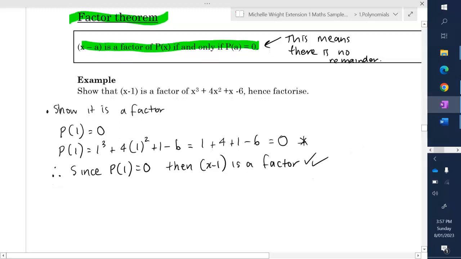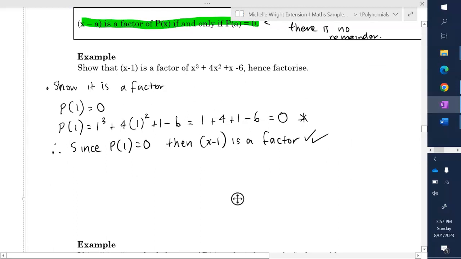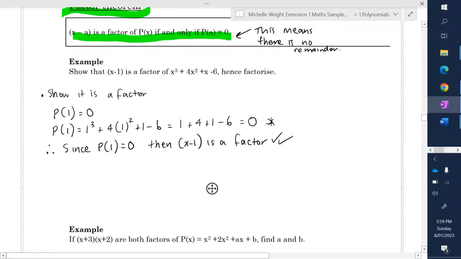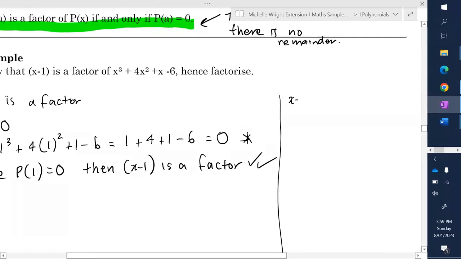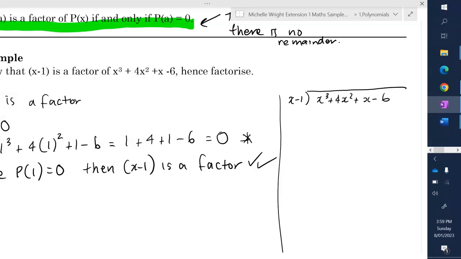So if I was now to divide x minus 1 into my cubic, I will find what the other factors are going to be. Okay, so let's use some long division. I'm going to try it at the side, so I don't think there's going to be enough room down the bottom. So I'm going to divide x minus 1 into x cubed plus 4x squared plus x minus 6. And in doing so, we know this is a factor, so we're going to get no remainder. So our quotient that we get at the top should be a quadratic, and we should be able to factorize that as well. Okay, see what we can do with that.